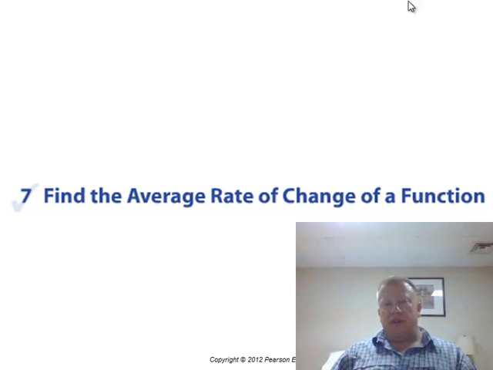But for the average rate of change, all I want to know is, maybe the temperature changed 7 degrees over 3 minutes. So 7 divided by 3, or -7 over 3, or whatever that is, that's your average rate of change.